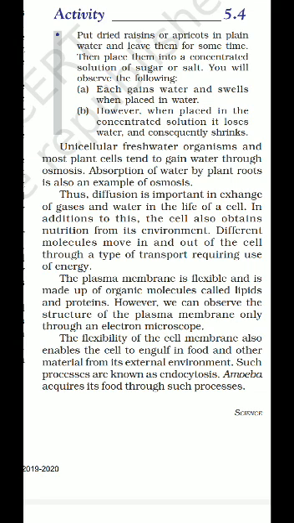In addition, the cell also obtains nutrition from its environment. Different molecules move in and out of the cell through a type of transport requiring the use of energy. So children, whenever the transportation of material requires energy, it is called active transport. We use energy for transporting food material, minerals and nutrients in our body. We are going on with active transport of material.